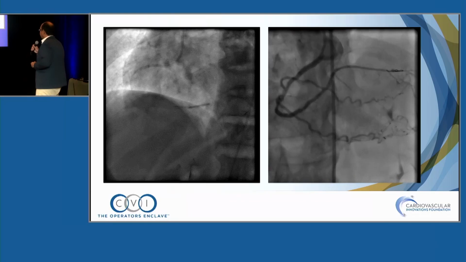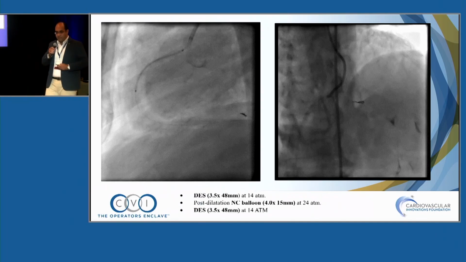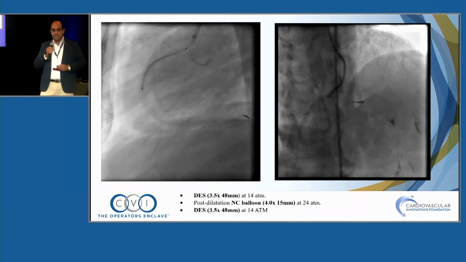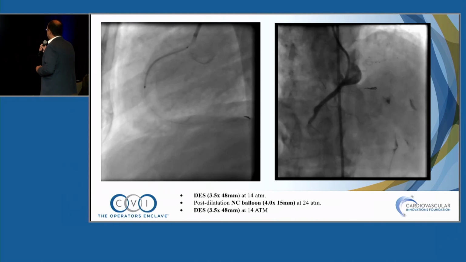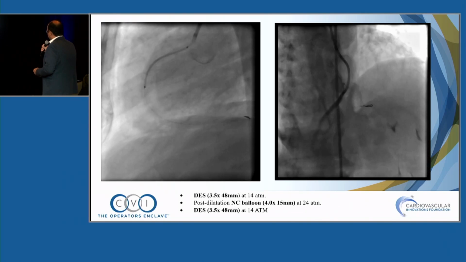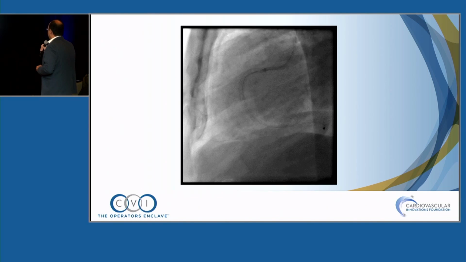I put a 3.5 by 48 stent proximally, after which I had impaired flow distally. I gave some intracoronary drugs, then deployed another stent.